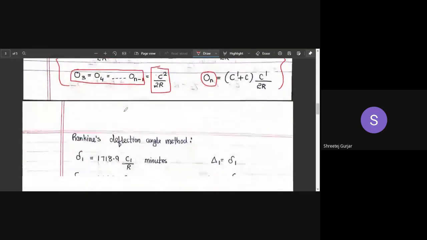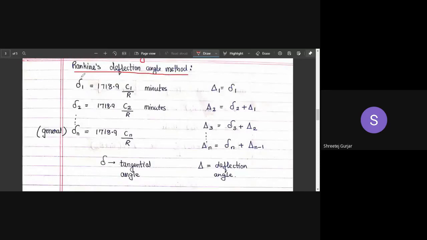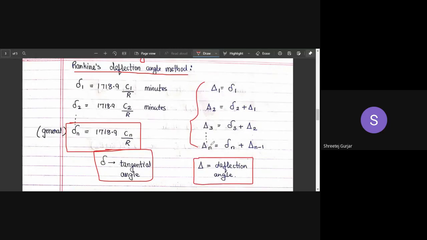And then we have learned Rankine's deflection angle method, which is under angular methods of curve setting. This is the formula for calculation of small delta, which is the tangential angle, and these are the formulas which you have to use for calculation of the deflection angle, which is the capital or larger delta. These two are very important. You have to remember these two formulas.